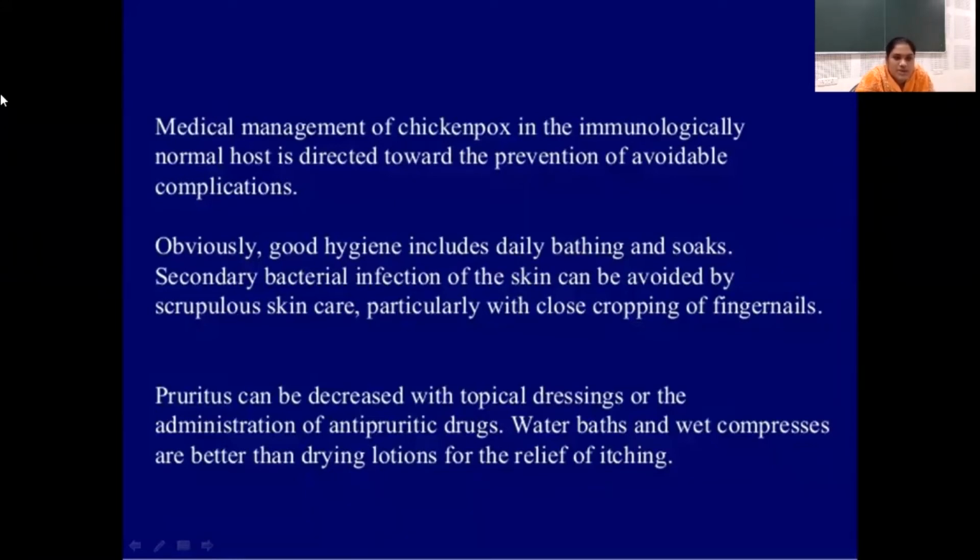Obviously, good hygiene, including daily bathing, is important. Secondary bacterial infections of the skin can be avoided by proper skin care, and particularly close cropping of the fingernails. Pruritus can be decreased with topical dressings or administration of antipyretic drugs. Water baths and wet compresses are better than drying solutions for the relief of itching. So these are the medical managements.